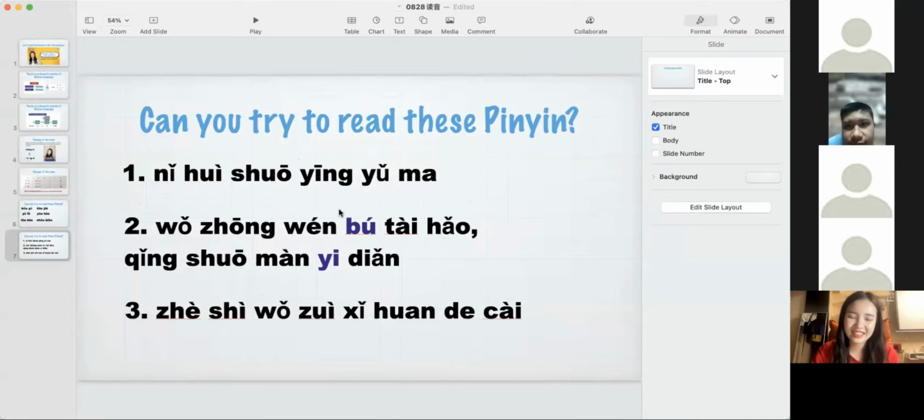And let's try the second sentence. 我中文不太好，Yes. 请说慢一点。Perfect. You're perfect in this sentence. And the third one? 这是我最喜欢的菜。Okay, try the first two.